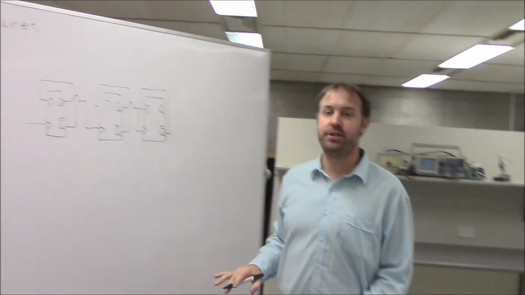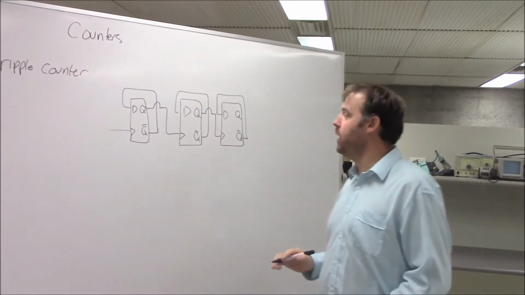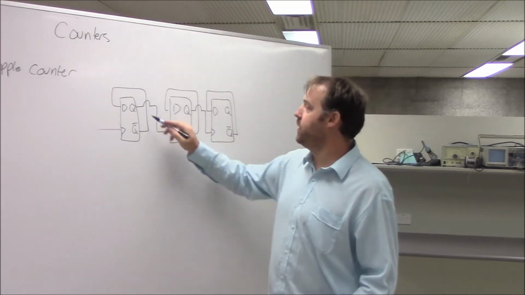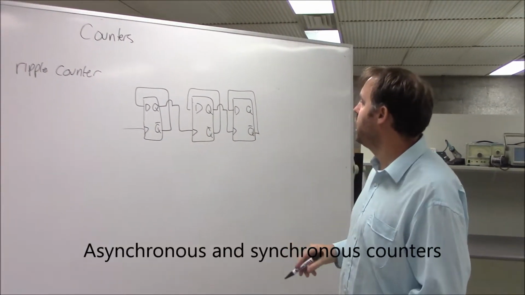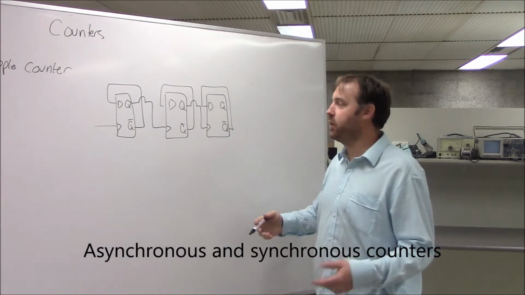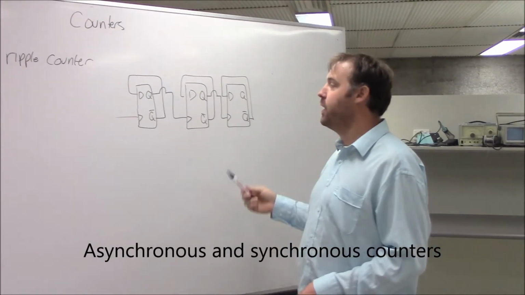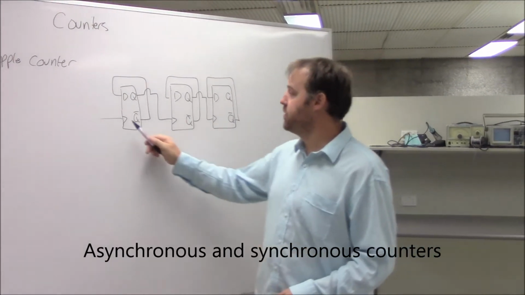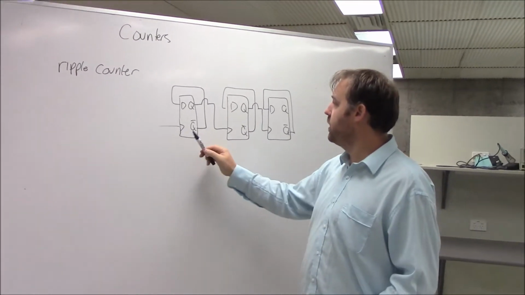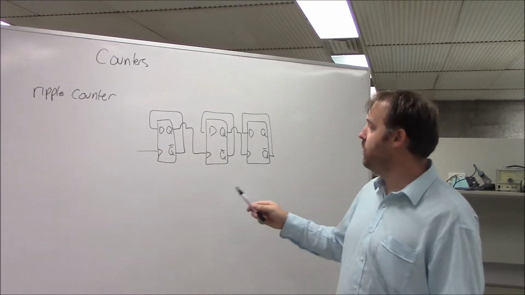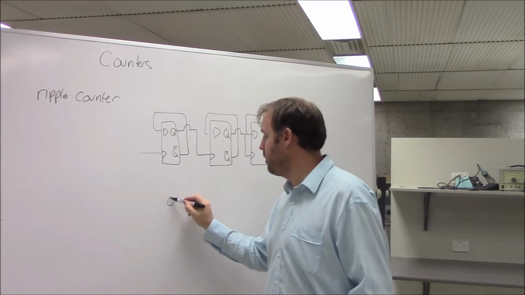Okay, so this is a 3-stage ripple counter, and if we were to take the output off Q, we can work out whether it's an up or down counter by looking at what it would do after one clock pulse. So this is a rising edge clock here. So let's take the output as being 0, 0, 0.